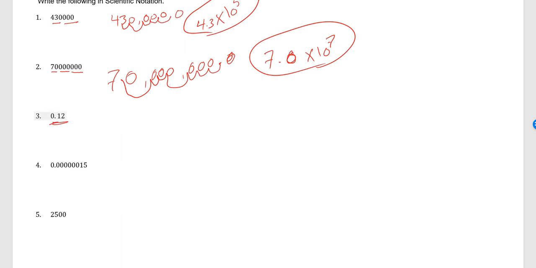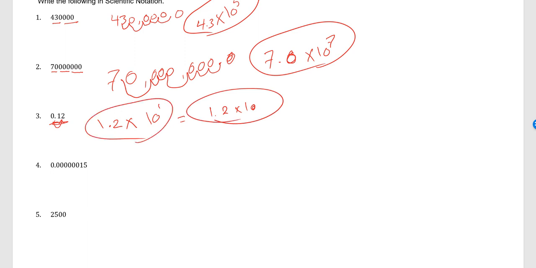0.12. In this case, the decimal point is moving from the left to the right by 1 position. Okay, so 1.2 times 10 to the 1, the first power, which is just 1.2 times 10. You could write it either way. You could keep the 1 or you could remove the 1. In this case, they're both the same.